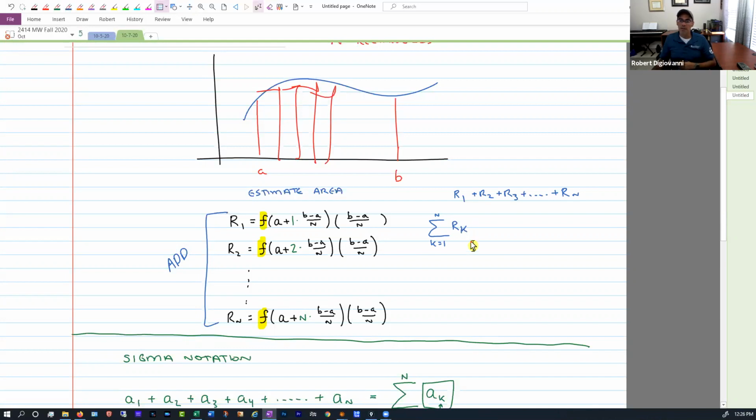Do y'all agree with that? If I let k be 1, I have r sub 1. Let k be 2, I've got r sub 2. k be 3, I get r sub 3. And I stop when I get to r sub n. Yes?